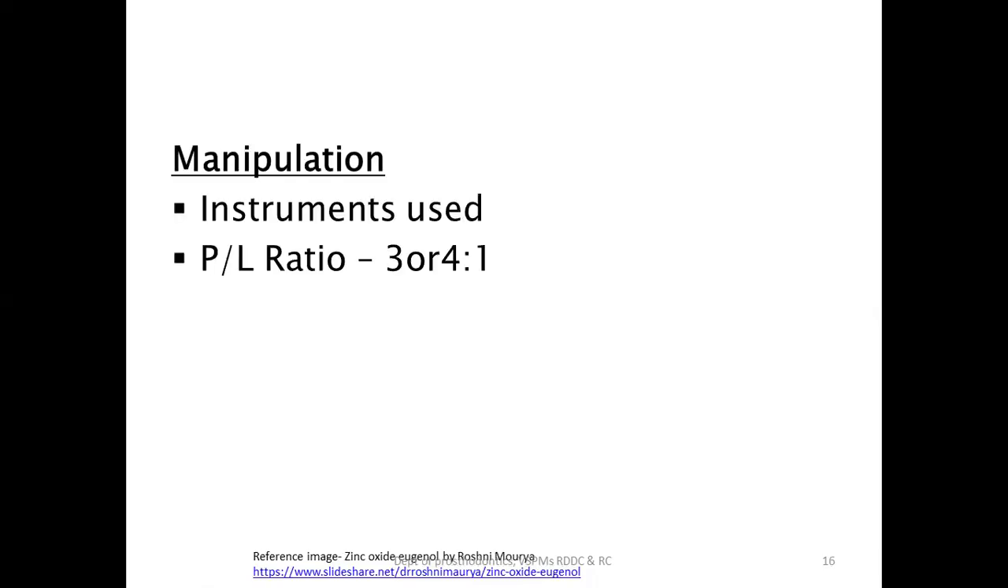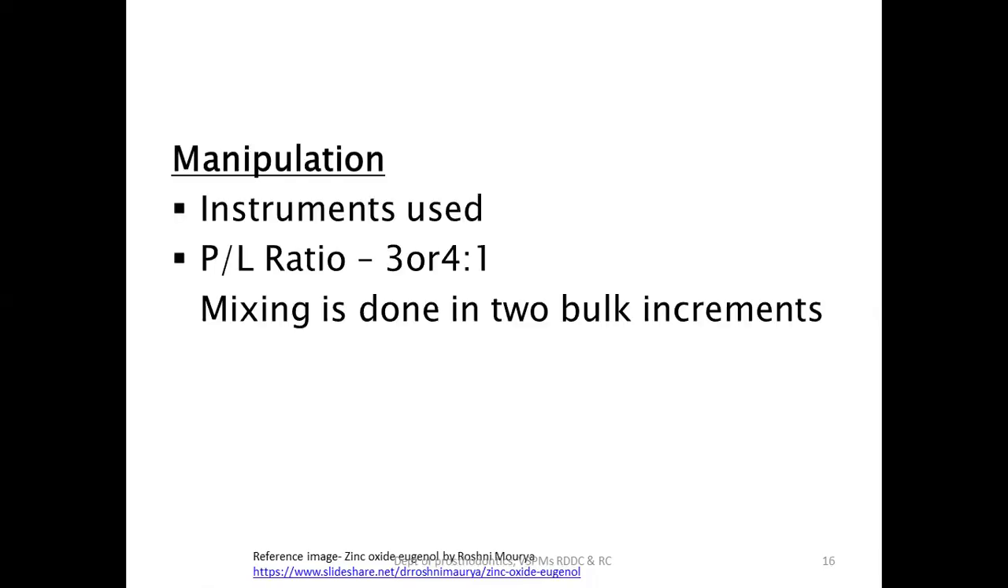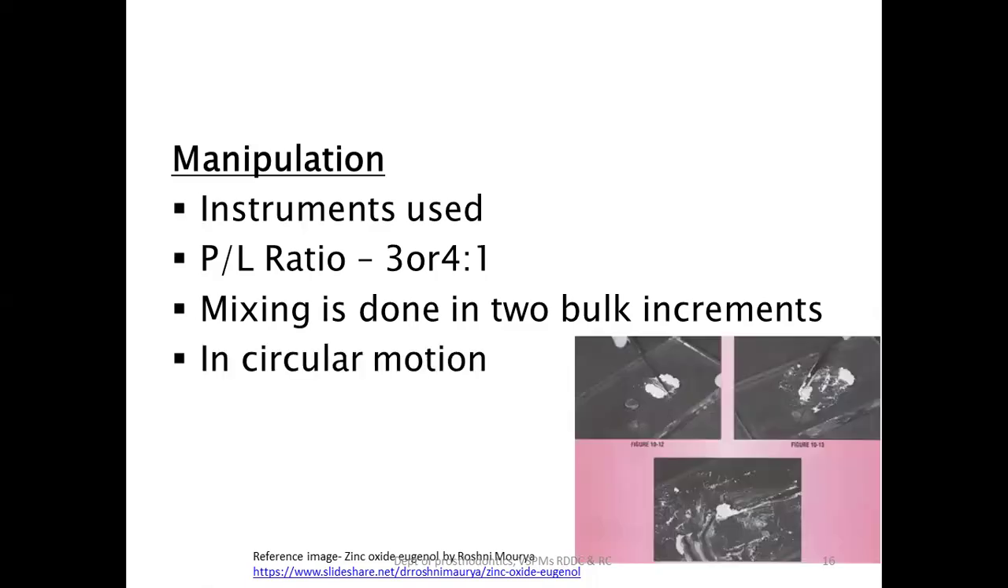Now, how is the manipulation done? The instruments required for manipulation are a rectangular glass slab and a stainless steel cement spatula. The powder liquid ratio is 3 is to 1 or 4 is to 1. The mixing is done in two bulk increments, as you can see in the image, in a circular motion. The powder is taken in bulk and divided into two increments, and the liquid is dispensed. The first increment is mixed first and then the second increment.